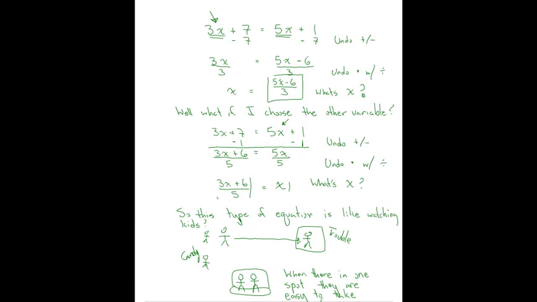And you know what's also true? Variables, when they're in one spot, are easy to take care of. So let's take a look at our problem and see what we can do, right? So here's our 3x plus 7 is equal to 5x plus 1, right? And so I've got a variable over on this side, and I've got a variable over on this side, and I know I'm never going to be able to solve this problem unless I get them in one place.